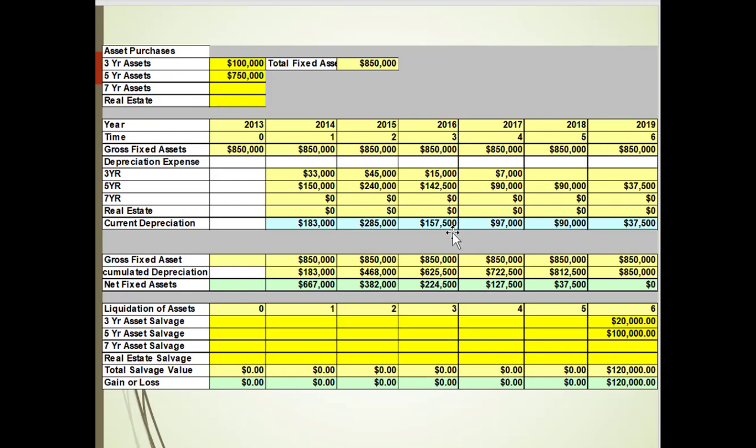Here's our current depreciation per year. So we have gross fixed assets start at $850,000, and then every year it declines and reduces out the depreciation per year. So at the end of this time frame, if we've depreciated correctly, we should have 0 in book value, right? There's no money on the books. However, they do have market value. So down below here, the total salvage value you have here is $120,000. So the gain or loss on this is $120,000 in this last sixth year, if you will.